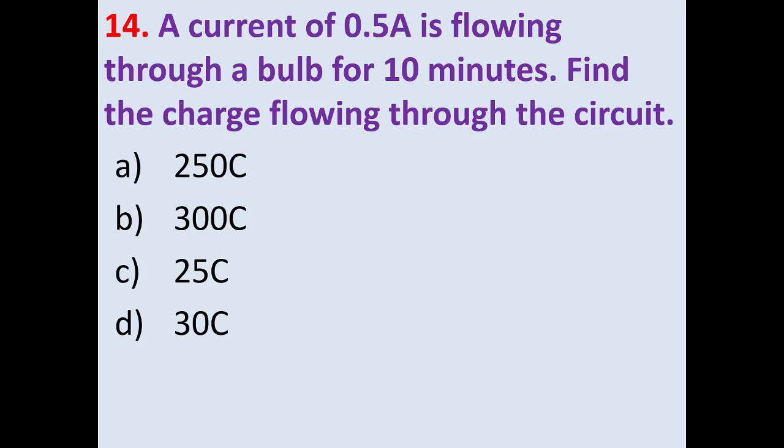A current of 0.5 ampere is flowing through a bulb for 10 minutes. Find the charge flowing through the circuit. Again we use the same basic definition of electric current, I is equal to Q upon T. Here we have to find out charge, that is Q. So we write Q is equal to I into T. I is 0.5 ampere. Time is 10 minutes. Convert to seconds, so 10 into 60 seconds. So value of Q becomes 300 coulomb.